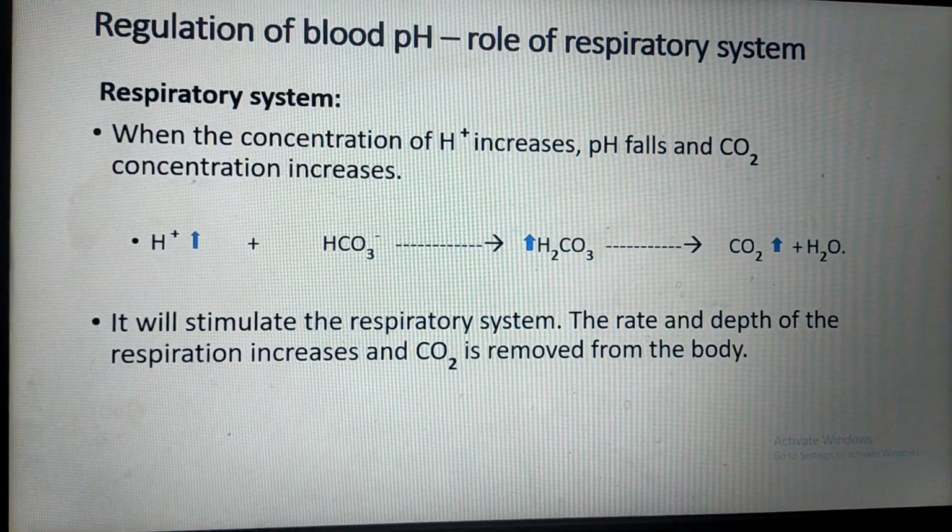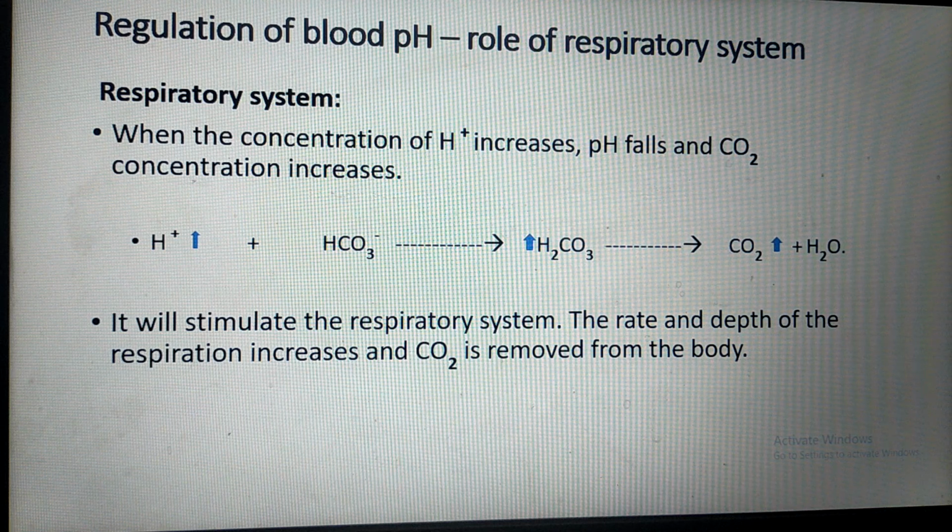So when the concentration of H plus ion increases, pH falls and carbon dioxide also increases because of that reaction. What will happen if carbon dioxide increases? It stimulates the respiratory system. The rate and depth of respiration increases and carbon dioxide is removed from the body. In this way, the respiratory system plays an important role in regulation of blood pH.